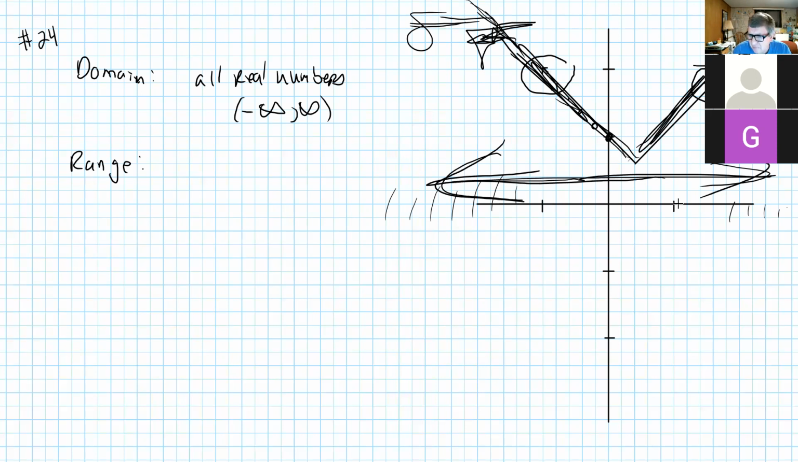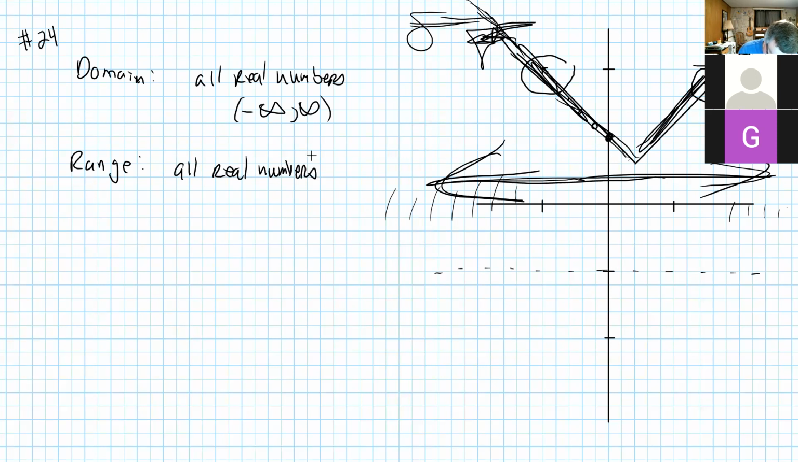Is -5 in the range? That would be down here. Range of the y values. Is 0 in the range? How about 2? What's the lowest range value there? 3. Right. Does it include 3? Yeah. Does it include everything above 3? Yeah, 3 and everything above.